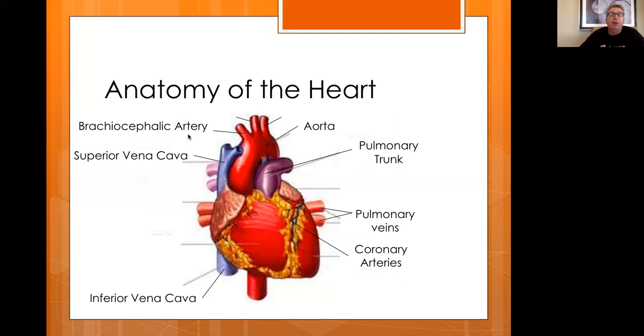And then we have the brachiocephalic artery. This is one of the three branches that come off of the aorta, and that goes towards your arms. Then we have the left common carotid artery, which goes up into your brain. And then we have the left subclavian artery, which will go through to the opposite side on the left side. All right, so that's the outer portion of it.